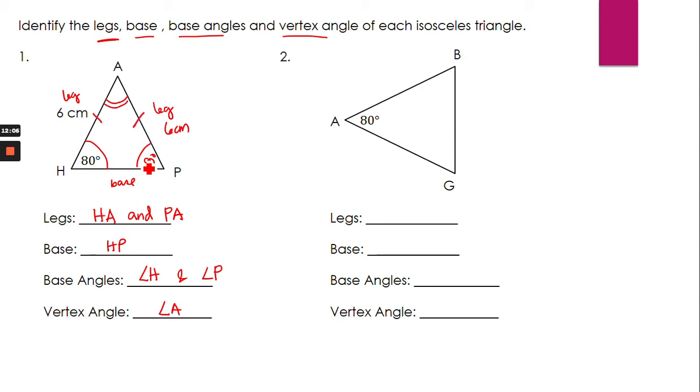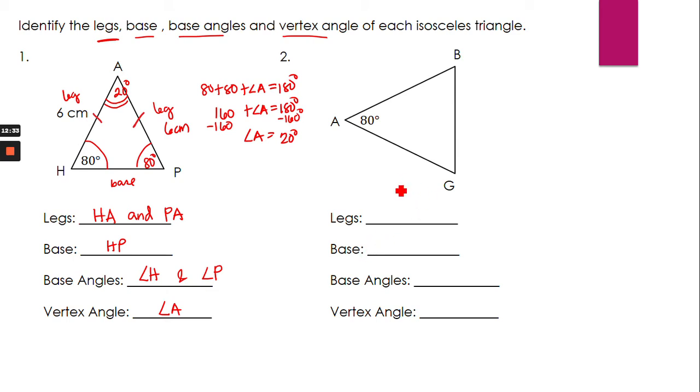We know that the sum of these three angles is equal to 180, so that will be 80 plus 80 plus angle A is equal to 180. This is 160 plus angle A is equal to 180. So angle A, when you subtract 160 from both sides, therefore this is 20 degrees. So angle A is 20 degrees.